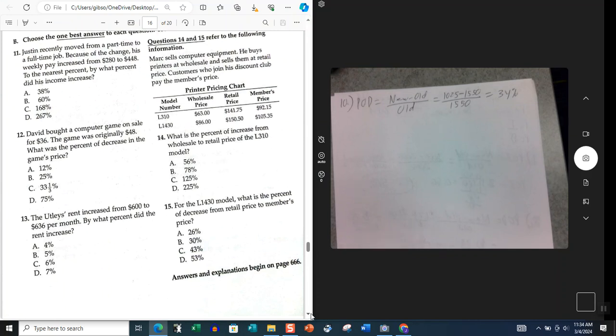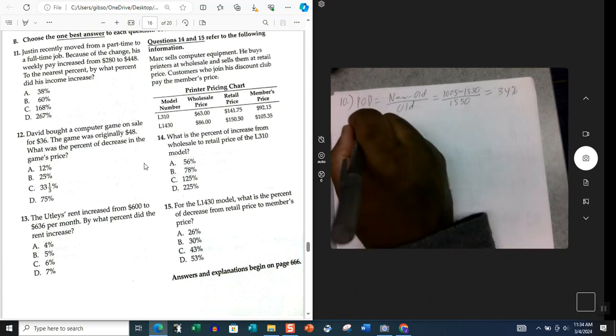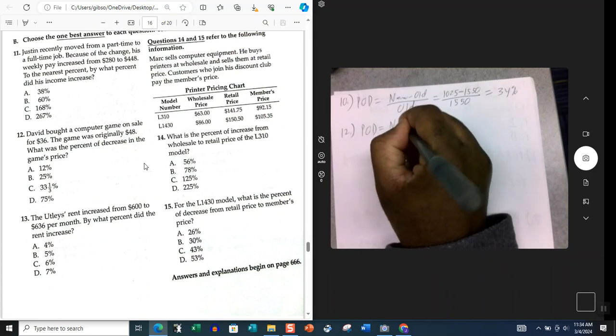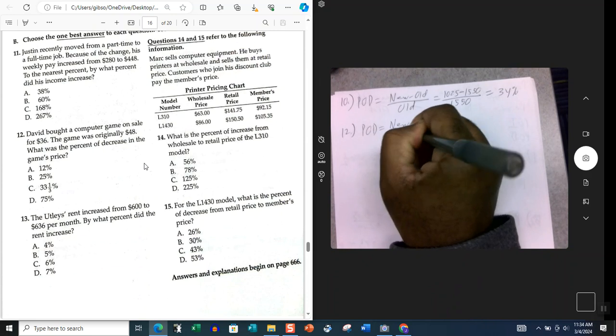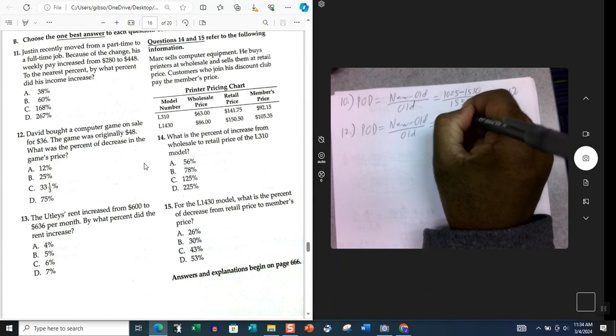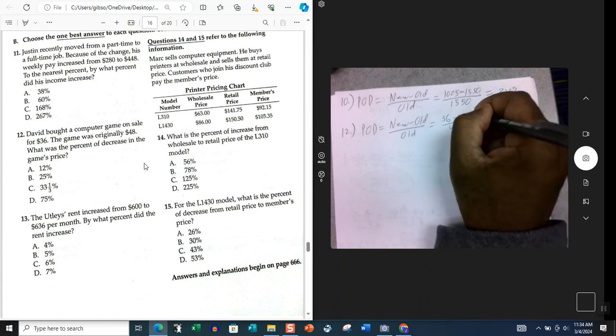Problem 12. David bought a computer game on sale for $36. The game was originally $48. What was the percent of decrease in the game's price? So it was originally $48. So your percent of decrease, that means that $48 was the old. And then the new would be the discounted price, which is $36. So you would take 36 minus 48 divided by 48.